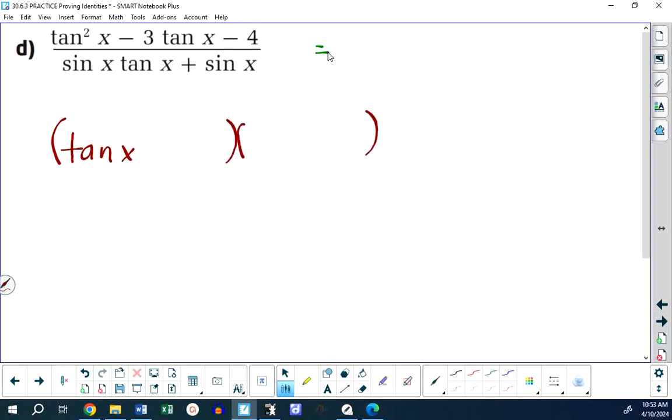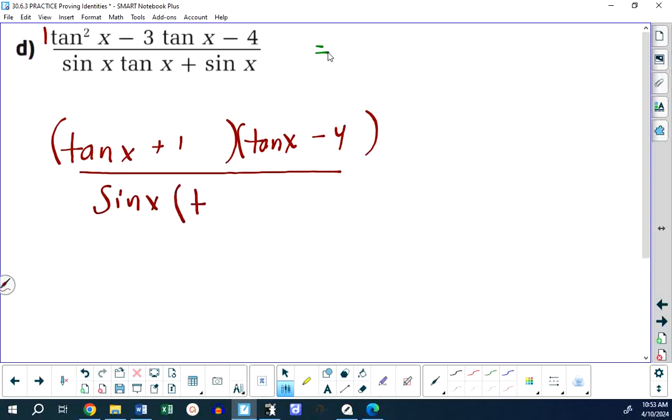You should recognize the numerator as a quadratic expression, what I would call a basic or simple one, because the coefficient of the quadratic term is 1. So you're looking for two numbers that multiply to give -4 and add to give -3. And that would be -4 and +1. And you factor out the sine of x in the denominator, and you're left with tan of x +1.